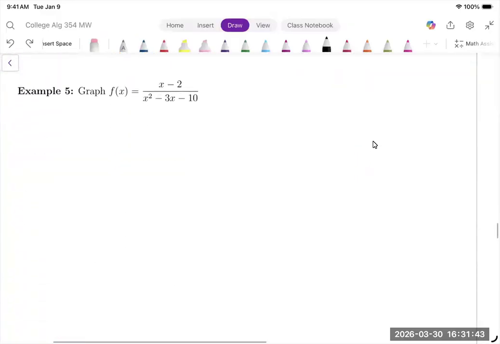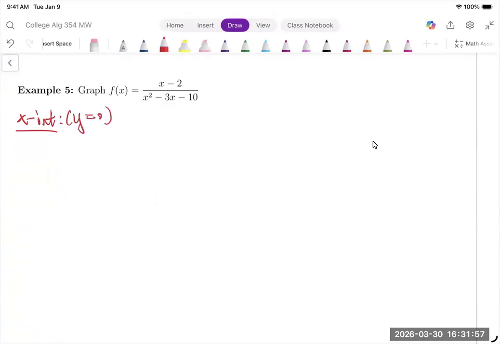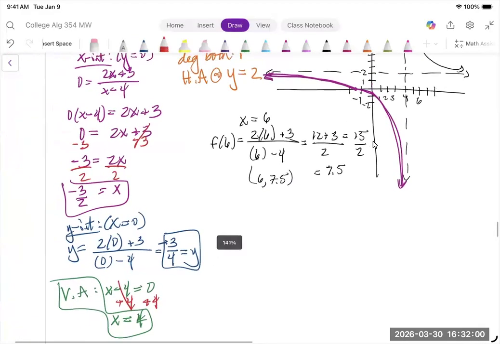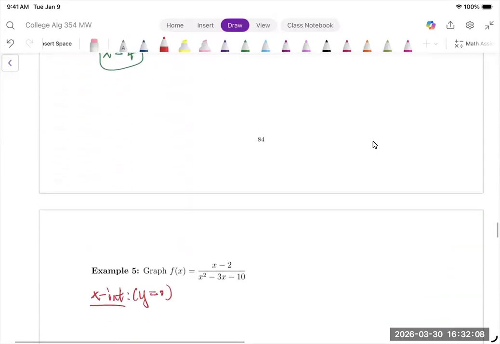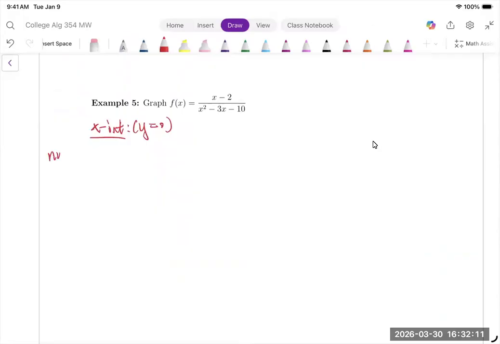All right, you want to pause the video and try 5? Give it a go? Okay, so x-intercept. One thing about the x-intercept is that it's basically always the numerator, because it's where y equals 0. From above, see how we always have the denominator zero out? That'll happen every time. So essentially, you just set the numerator equal to 0 and solve for the x-intercepts. That's it. So 0 equals x minus 2, and we're going to add the 2 to both sides.